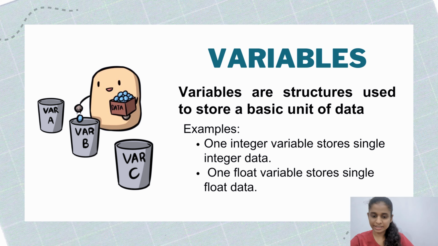Let's start by understanding what variables are. A variable is essentially a placeholder or a structure used to store a basic unit of data. For example, an integer variable stores a single integer value, while a float variable stores a single float value. However, if we need to store multiple pieces of data of the same type, like the marks of 10 students, this is where arrays come in, and we will discuss that in detail.